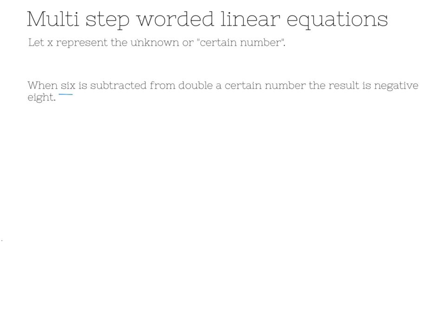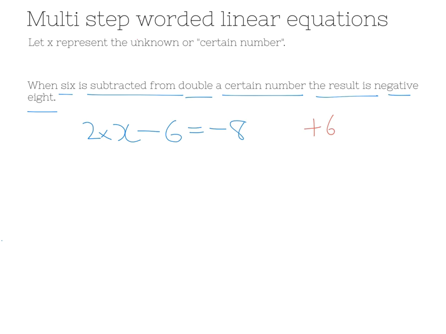When 6 is subtracted from, so it's minus 6, double, that's 2 times a certain number, x, the result equals negative 8. 2x minus 6 equals negative 8. To get rid of the minus 6, we add 6 to both sides. So we have 2x equals negative 8 plus 6 is negative 2. To get rid of the times 2, we divide by 2. So we have x equals negative 2 divided by 2 is negative 1.